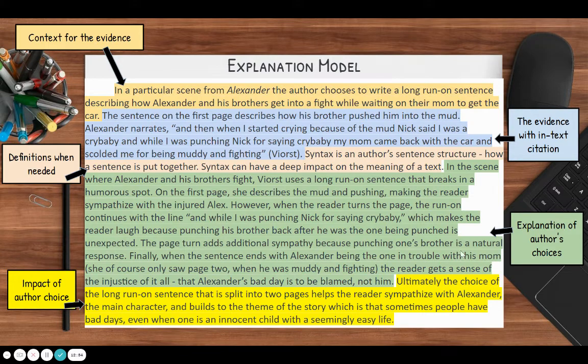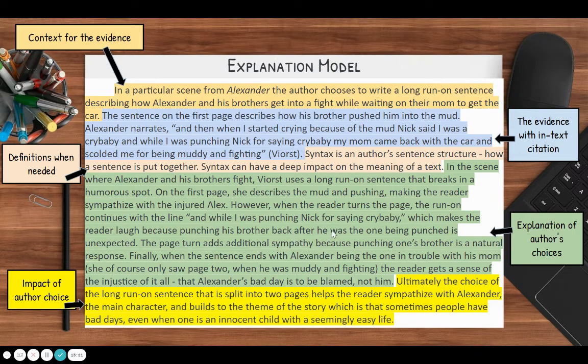And then ultimately, the impact of that author choice comes down here. What does it do to the reader? That run-on sentence that gets cut in a humorous way helps the reader to sympathize with the main character, which ultimately is the goal of every children's book. The goal is to help us sympathize with the character so that we can make sense of our own lives as children. So this is what explanation does.